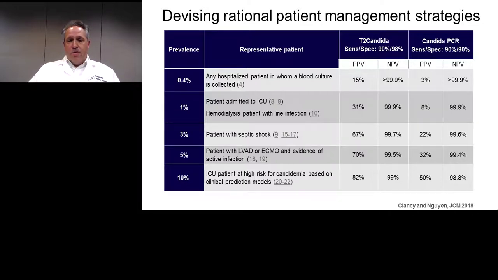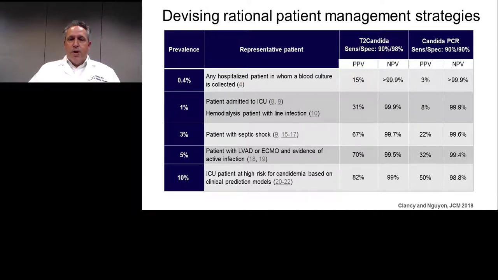So I'll focus here on patients with septic shock. I've got it listed in the table here as a 3% prevalence or pretest likelihood. In fact, the literature would suggest Candida accounts for anywhere from 3 to 10% of septic shock. So with that, it would suggest that septic shock is within the fat part of the utility curve for T2Candida and is a population in whom the test may have particular value.